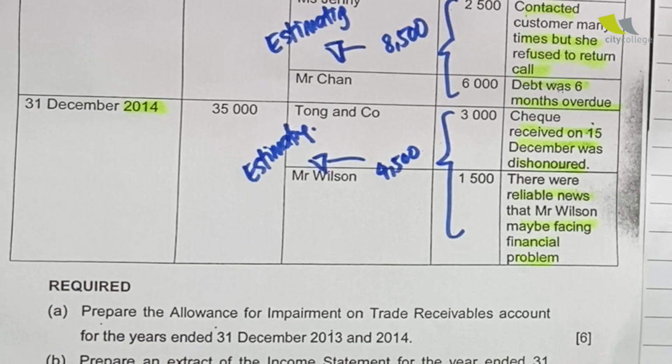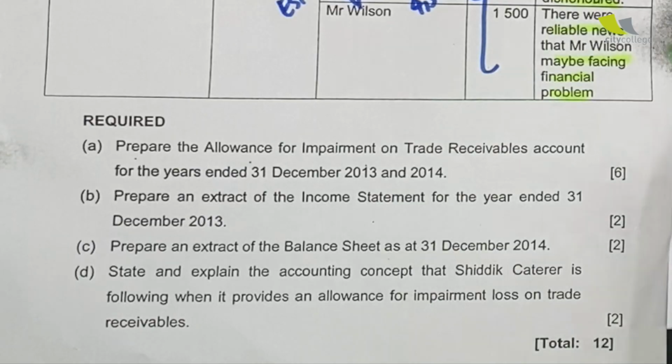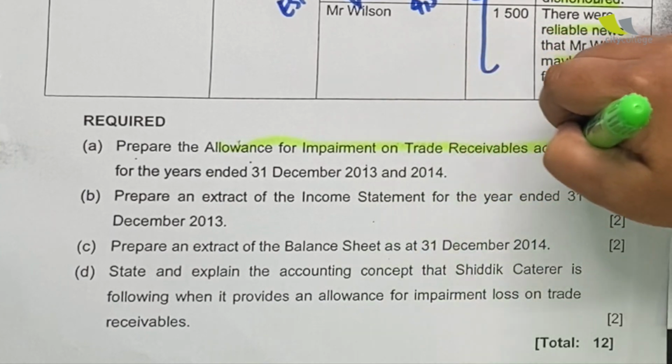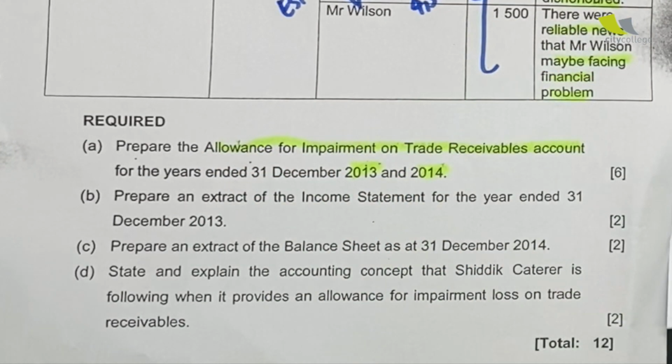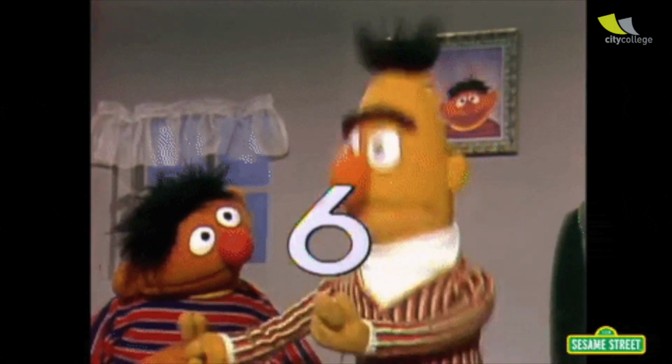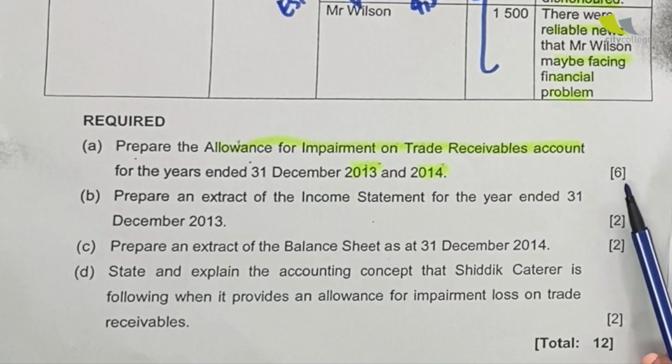Now let's read part A. It says, prepare the allowance account for the years ended 13 and 14. This is a 6-mark question, and I'm going to teach you how to prepare the answer to get your 6 marks.